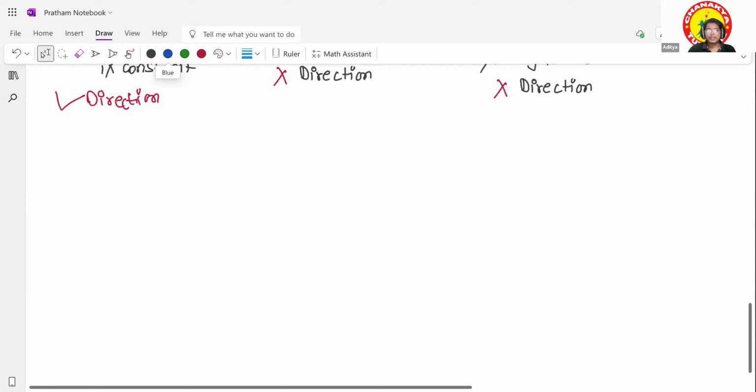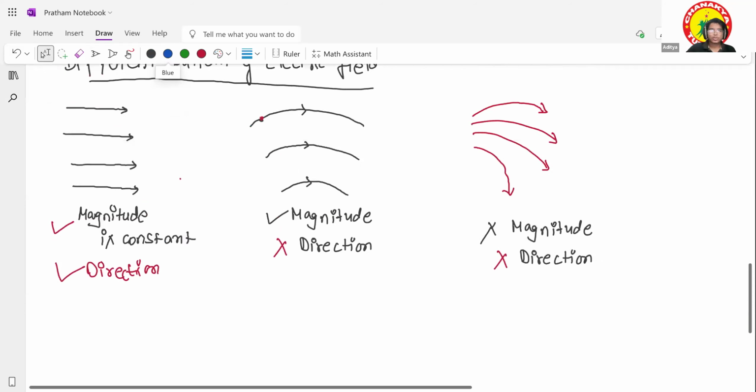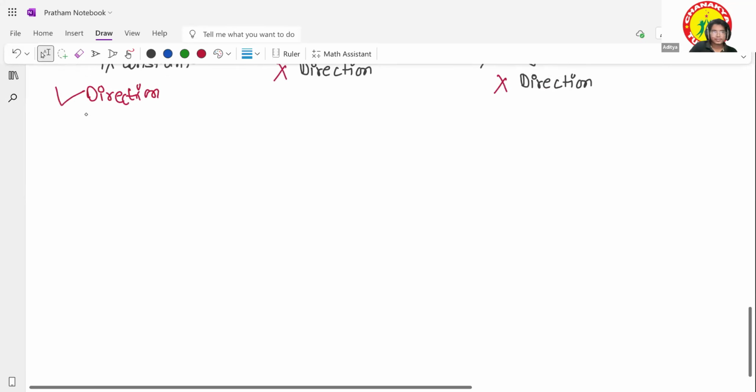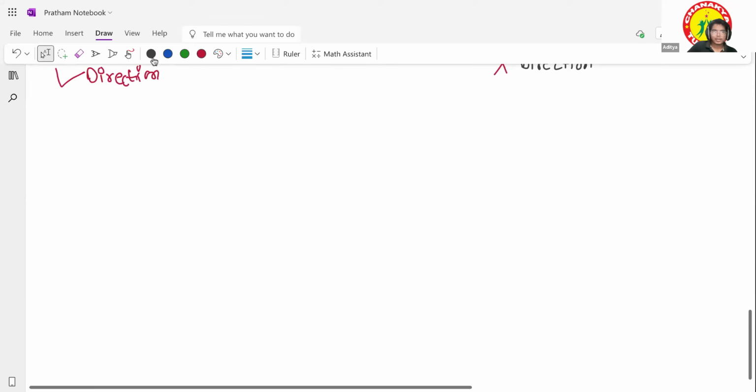Okay, these three we did. Now, if I have to show you one in which the magnitude is different, I can make one more line. You can see these lines go closer. So in this case, I can say the magnitude is inconsistent, right? This has a greater magnitude as compared to this one. Okay, so these were some points. This is for a single positive charge.